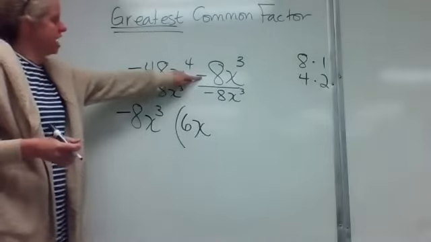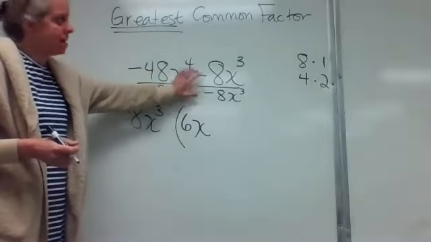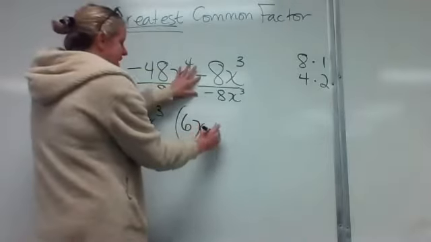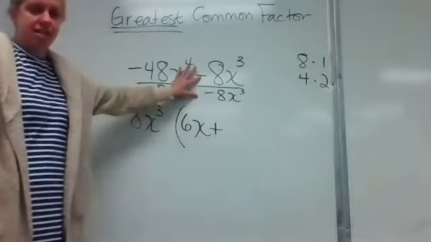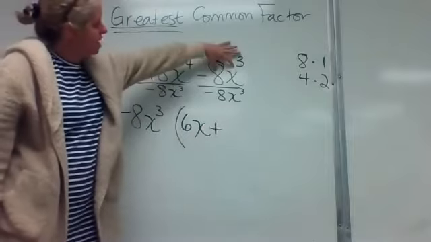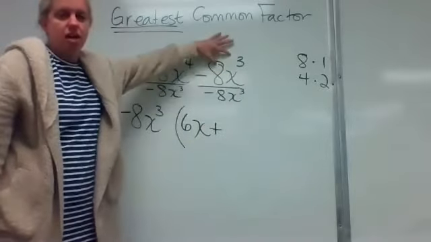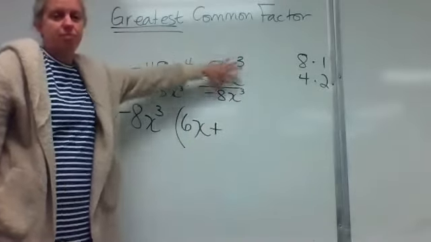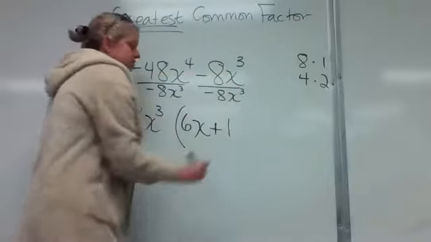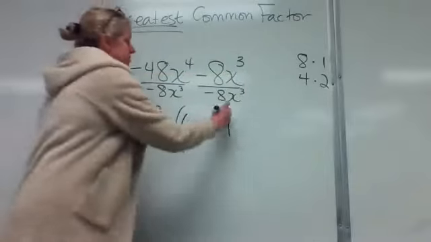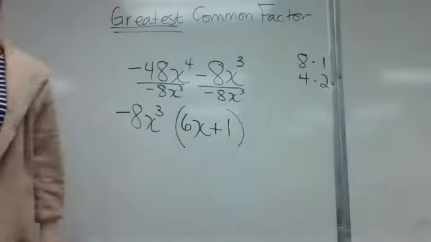Here again, I've got a negative divided by a negative. So what does that do to that sign? It changes it to a positive. And I have the same thing on top and bottom. So what is that when you divide something by exactly itself? 1. Close your parentheses.